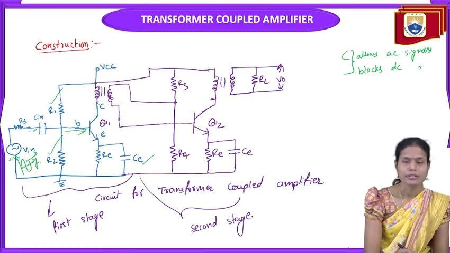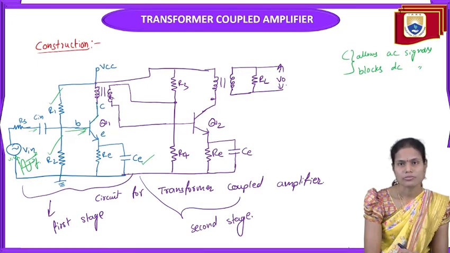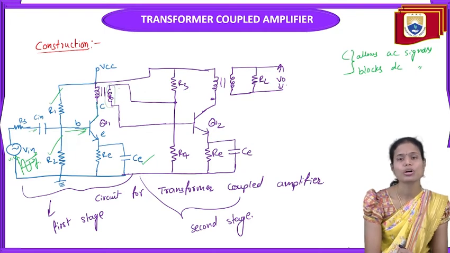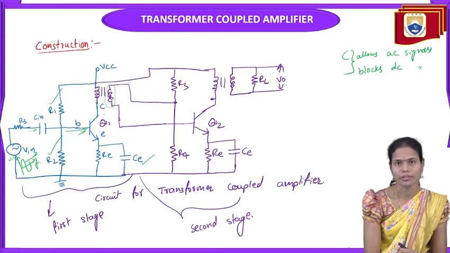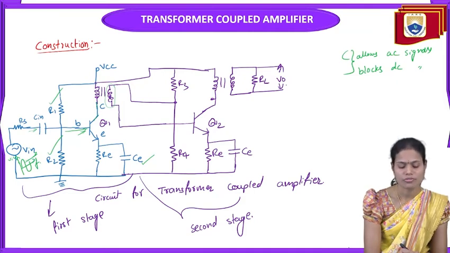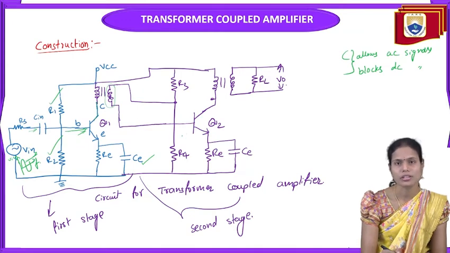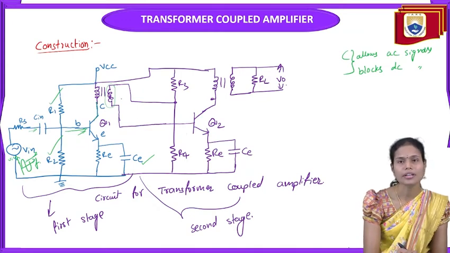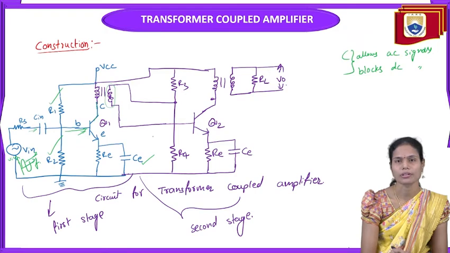And the function of the secondary winding of the transformer here is to couple the output of the first stage. Though it is a common emitter amplifier, the output we take is across the collector terminal of the amplifier. So across the collector terminal, we get the output of the first stage. The output of the first stage, we are connecting to the input of the second stage through the secondary winding of the transformer.